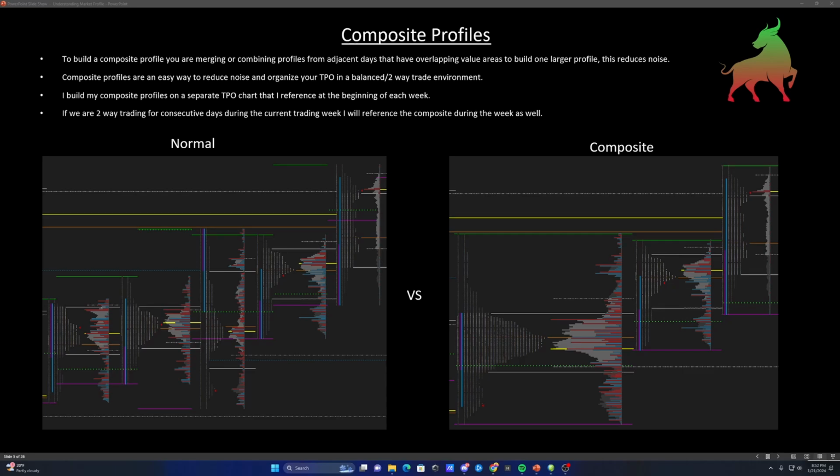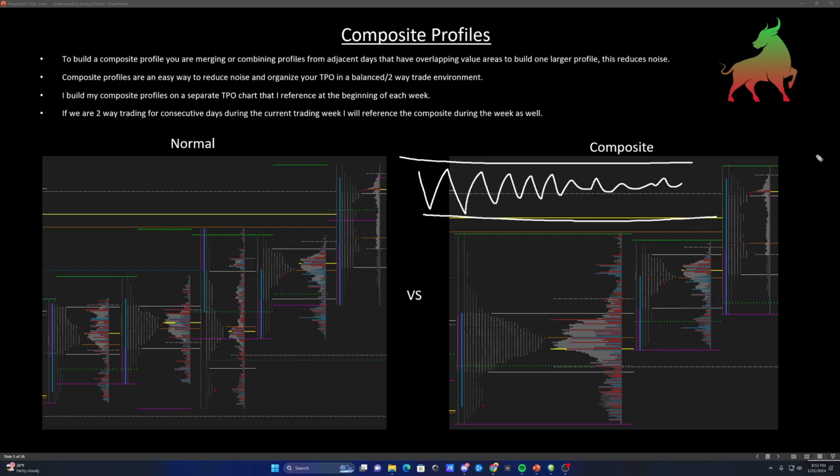To build a composite profile, you are merging or combining profiles from adjacent days that have overlapping value areas to build one larger profile. This helps to reduce the noise. Composite profiles are an easy way to reduce noise and organize your TPO in a balanced or two-way trade environment. We know that balance, or two-way trade, is when value in the market is going sideways. We know imbalance is when the market is moving directionally.